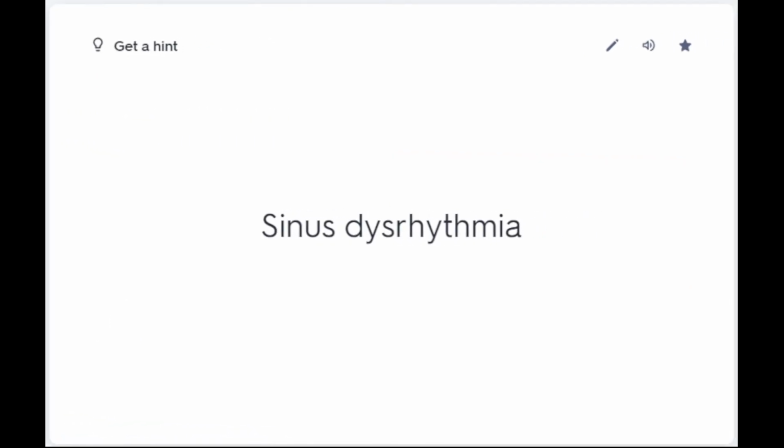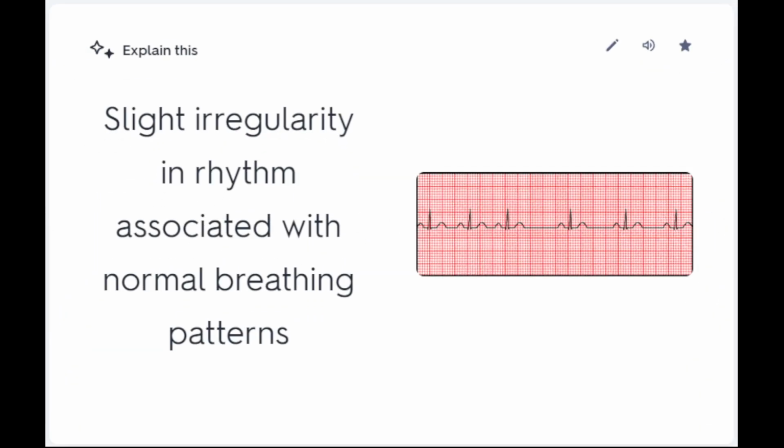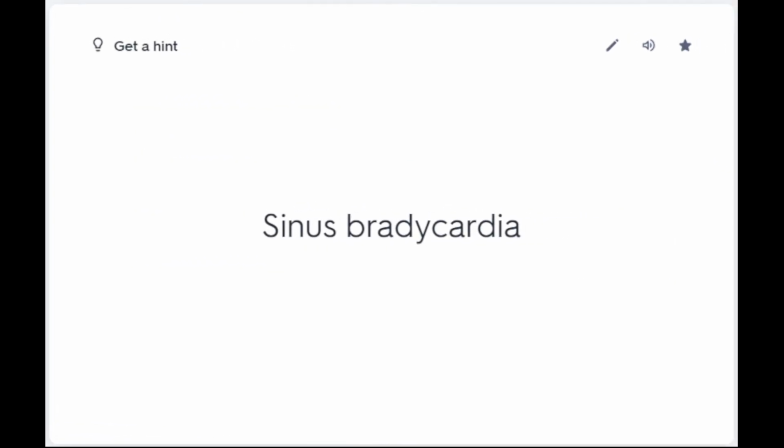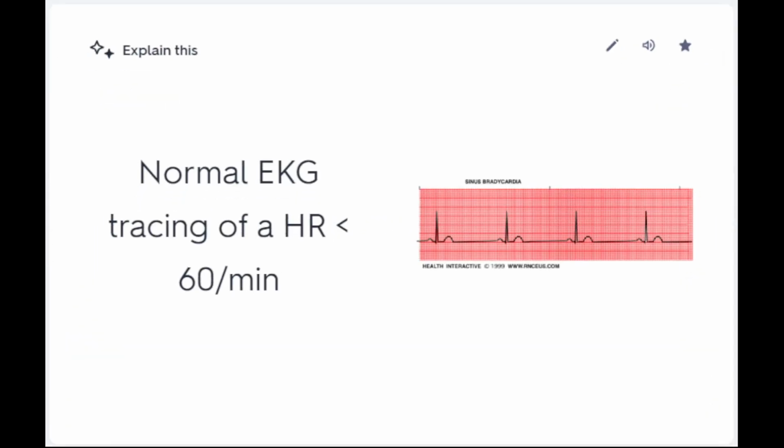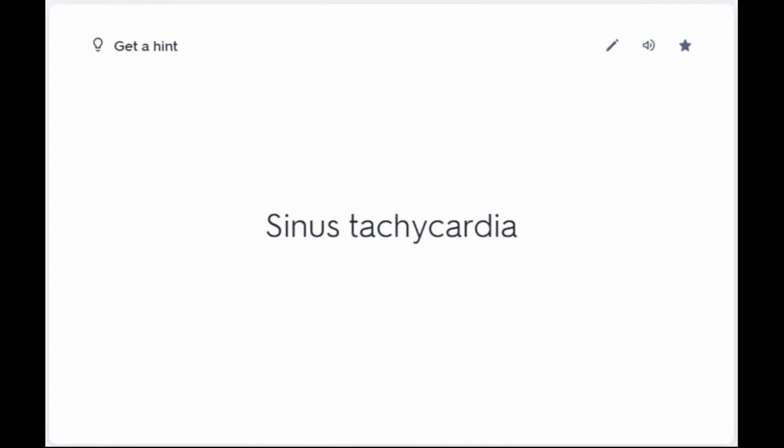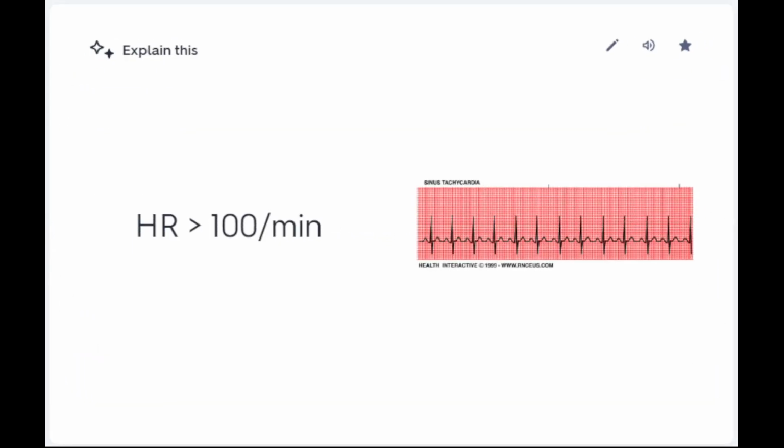Sinus dysrhythmia. Slight irregularity in rhythm associated with normal breathing patterns. Sinus bradycardia. Normal EKG tracing of HR less than 60 per minute. Sinus tachycardia. HR greater than 100 per minute.